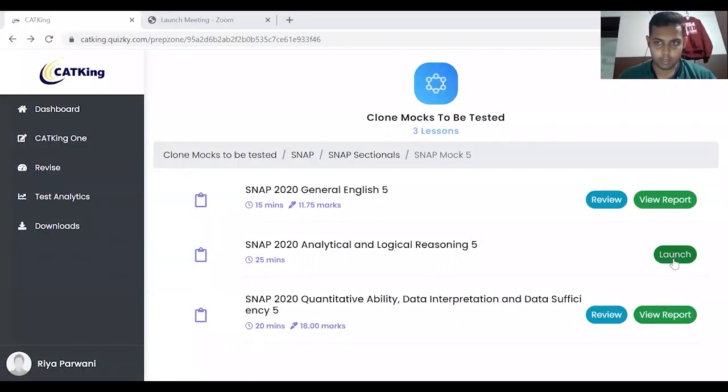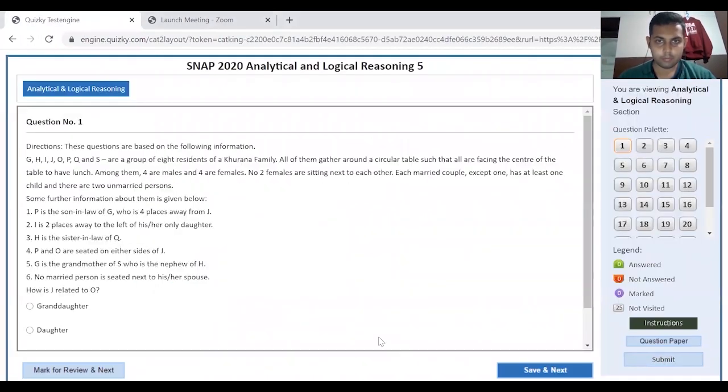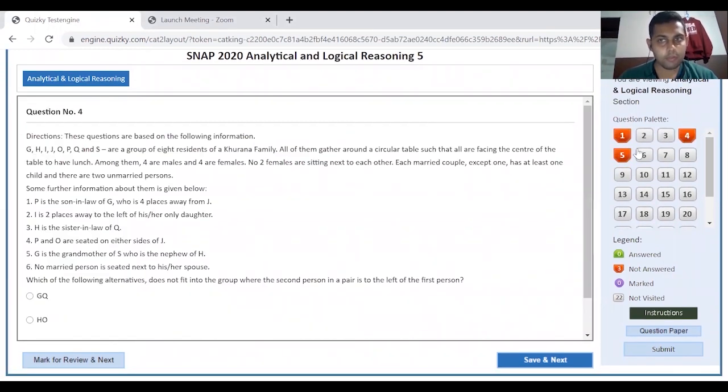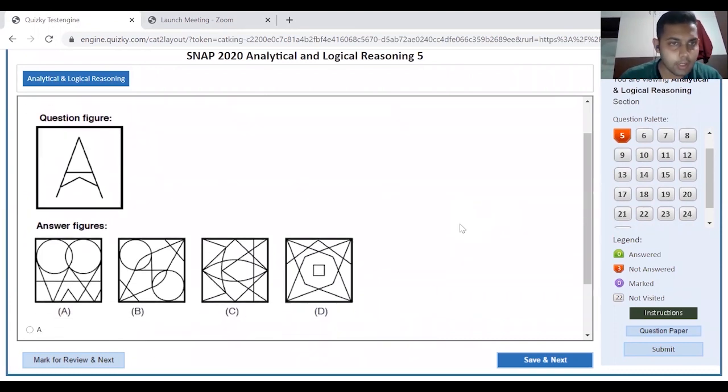Finally, let's look at LR. Okay, how many questions? Four individual questions. Let's solve this here only.